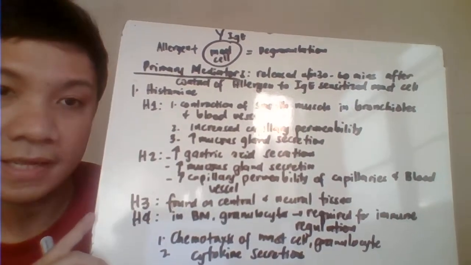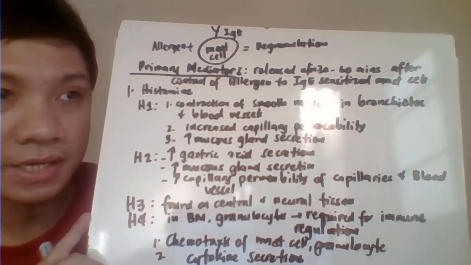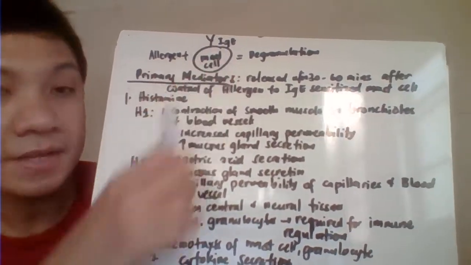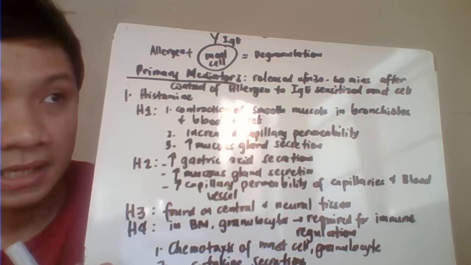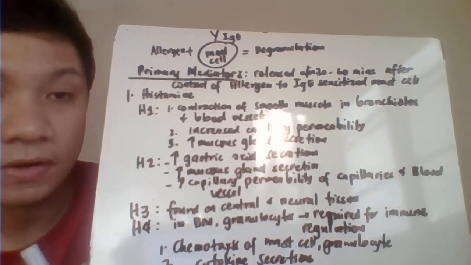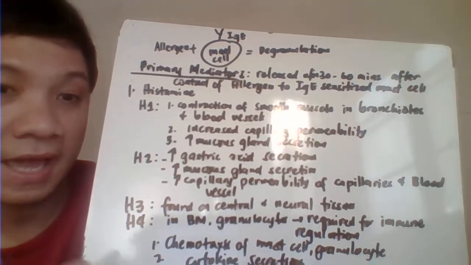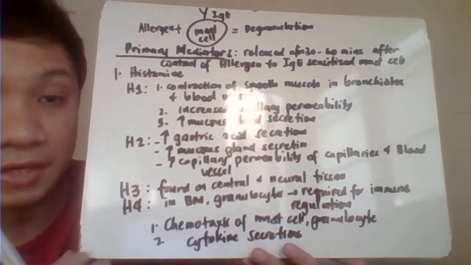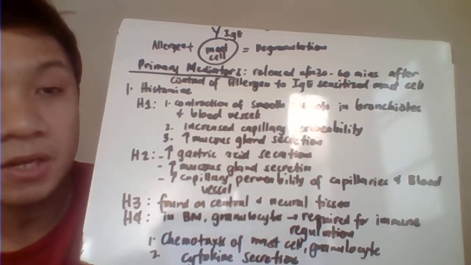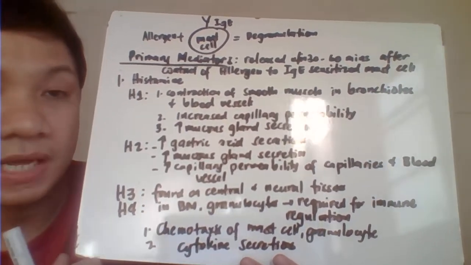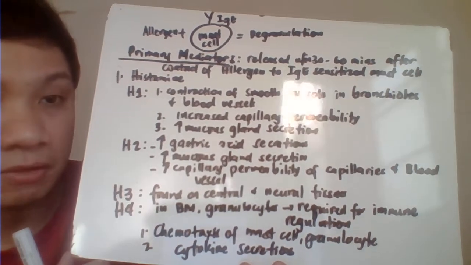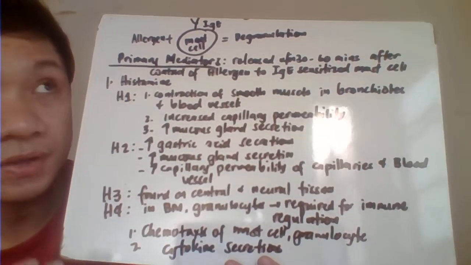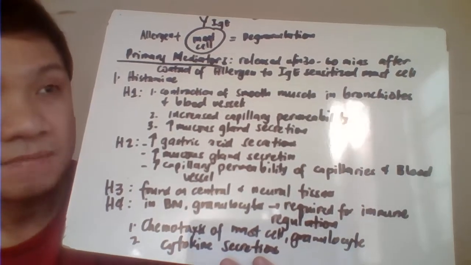Next, on the second encounter with the allergen, the allergen combines with your IgE sensitized to your mast cells or basophil, and that will trigger the degranulation of your basophil or mast cells. The content of the granules will be responsible for the manifestation of your allergic reaction. As for the granules of your basophil and mast cells, we can classify them as your primary mediators, or immediate mediators, and we also have your newly synthesized mediators.